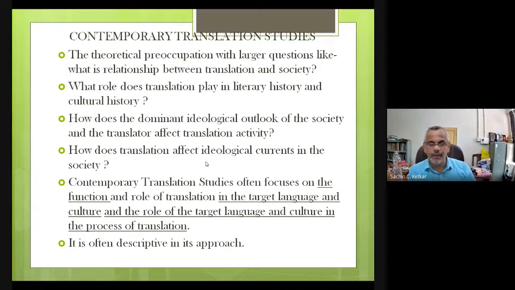So I am looking now at Sarvodaya as what does it do to Indian society? What does it do to Gujarati society? When I ask what does it do, it means I'm asking the question about its function and the role in Gujarati, which is the target language and culture. So the focus has shifted from source language orientation to target language with the rise of contemporary translation studies.